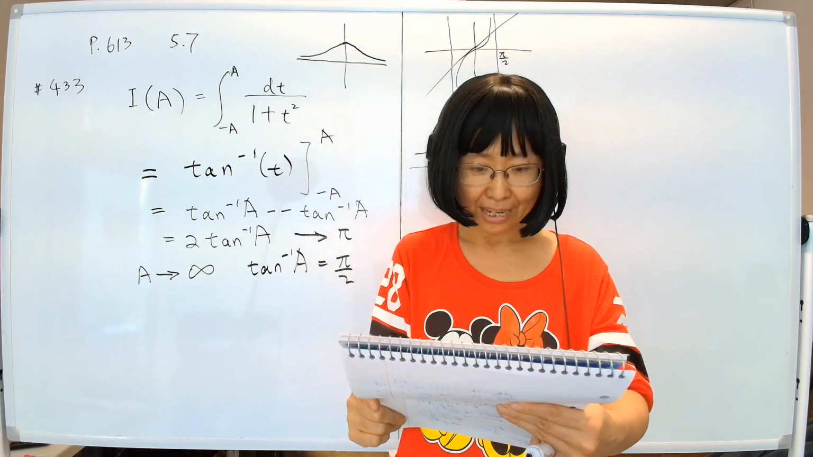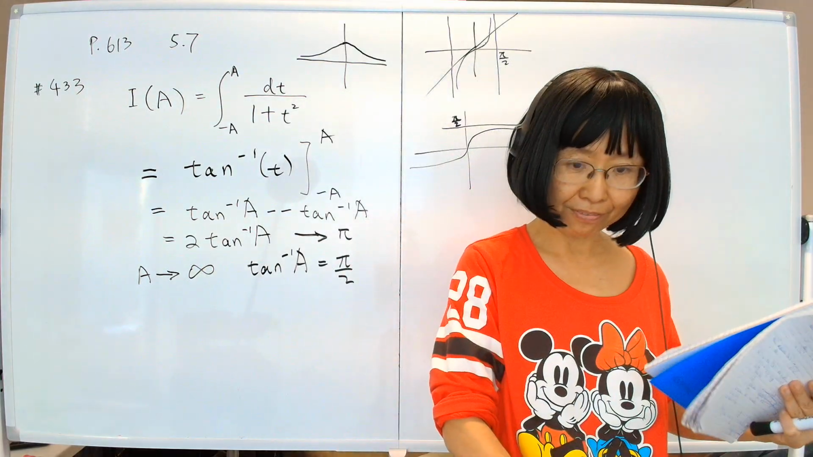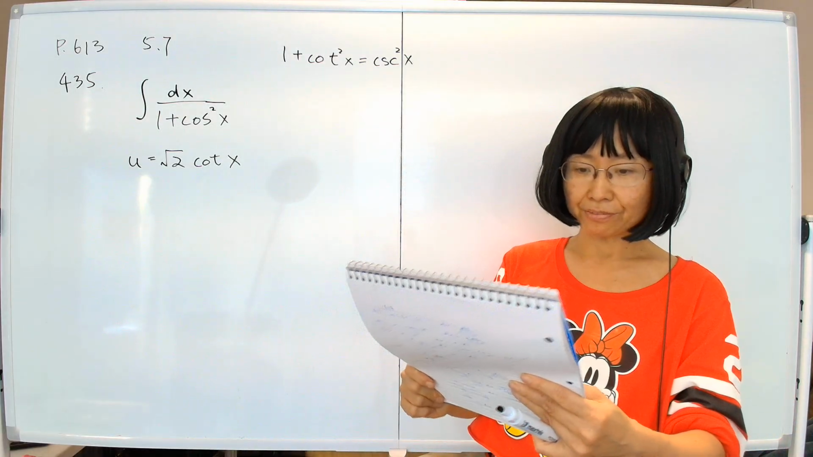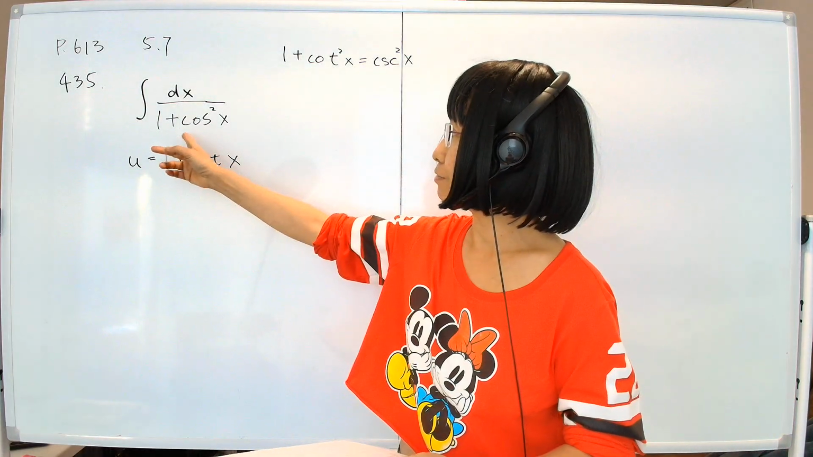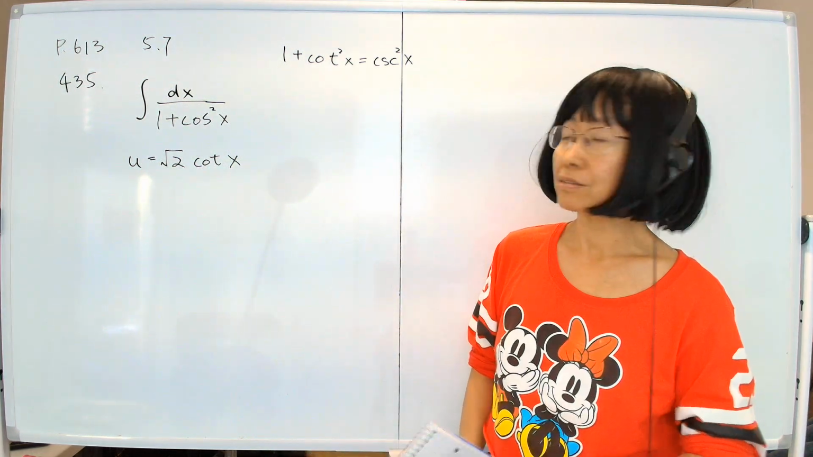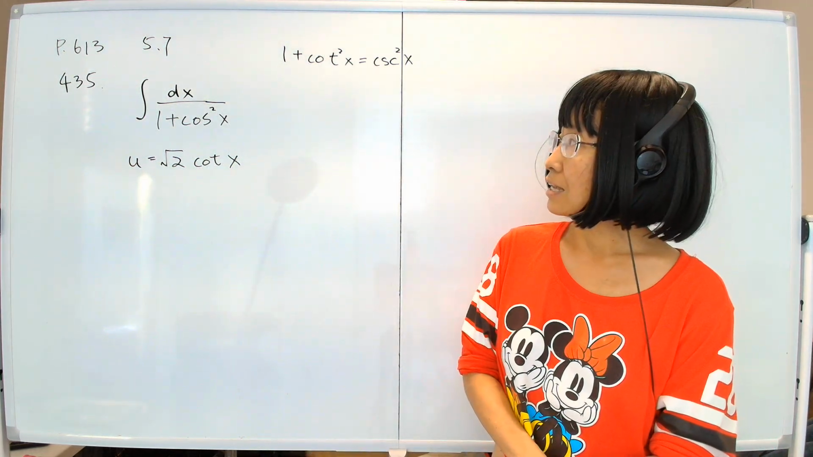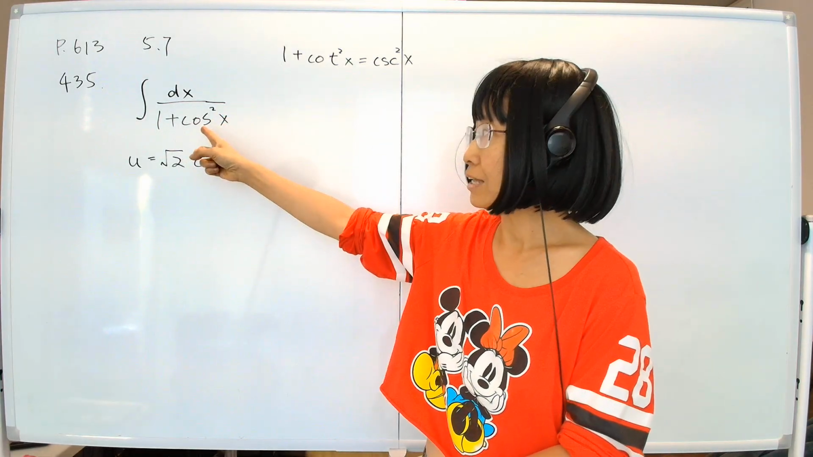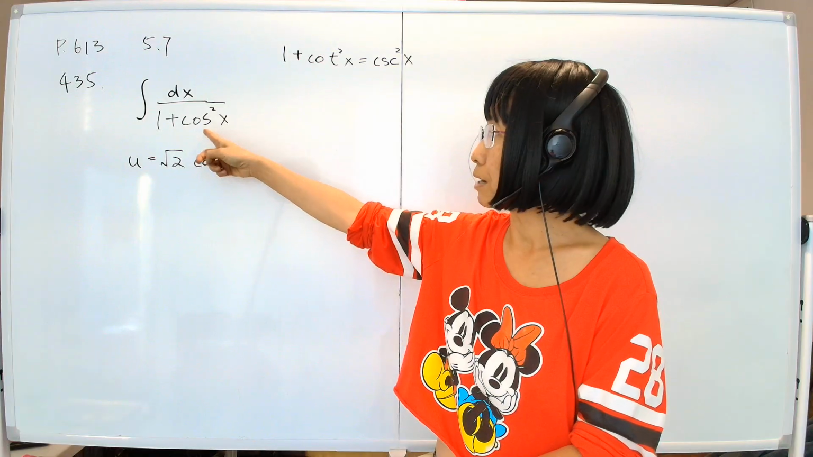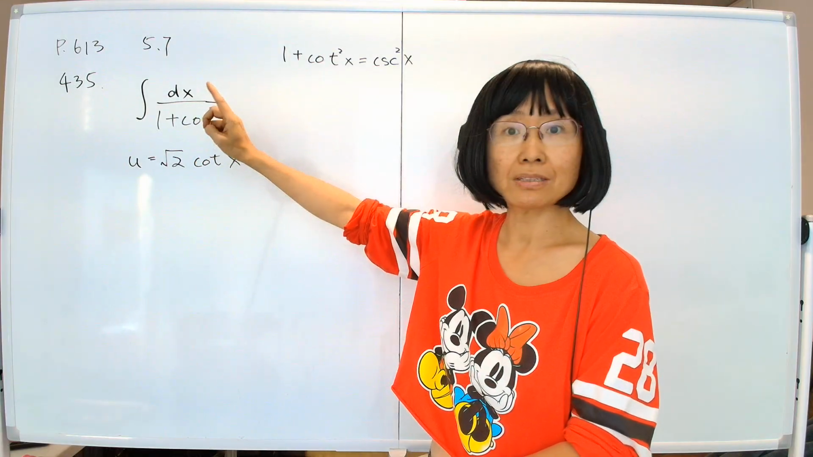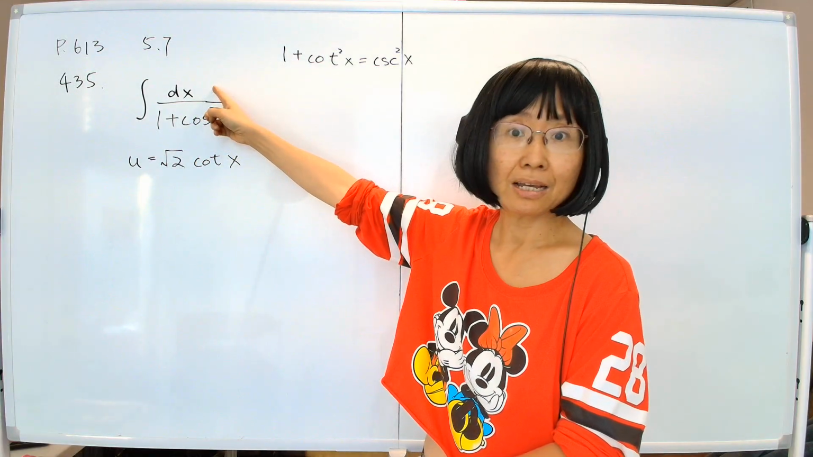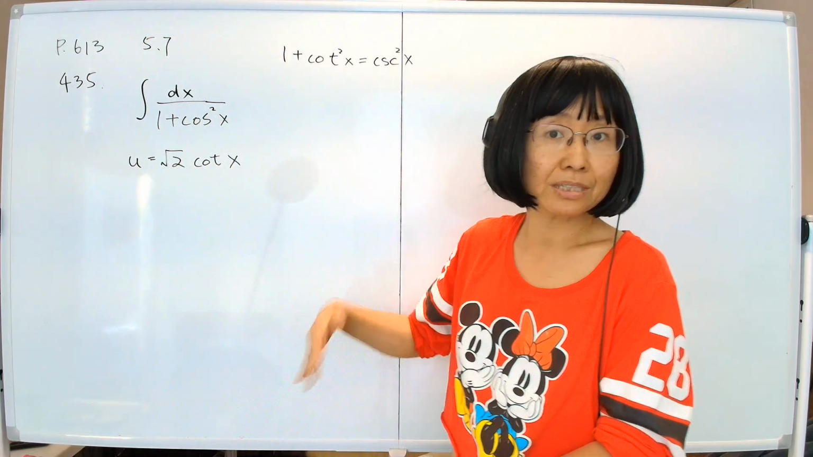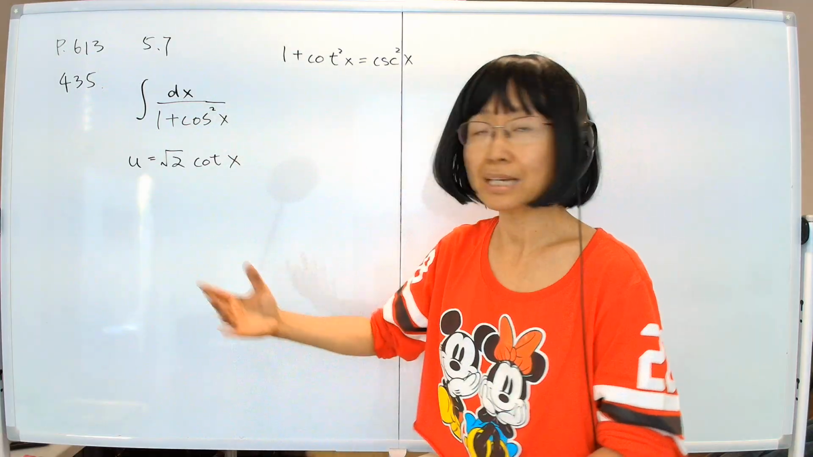Okay, so next let's look at problem 435, where we need to take the integral of 1 over 1 plus cosine squared x. Now that is going to be one hard nut to crack, because for this we can let u equal cosine x, but the problem is we have to have the du, which has to be negative sine x dx. So we need a sine x on top to take care of the matter, and there is no sine, so we can't do that.